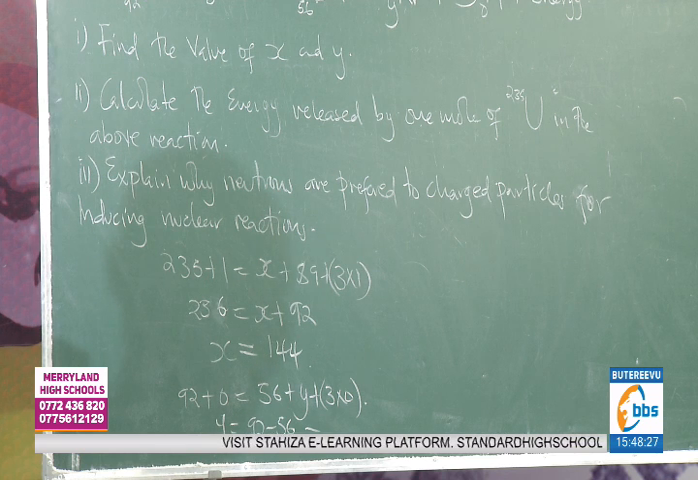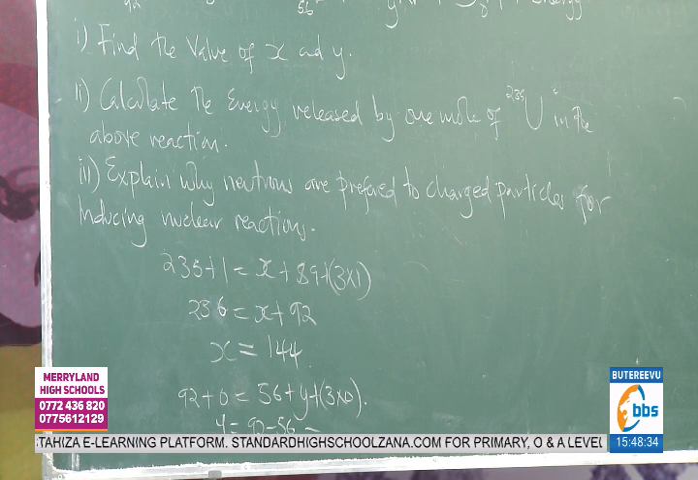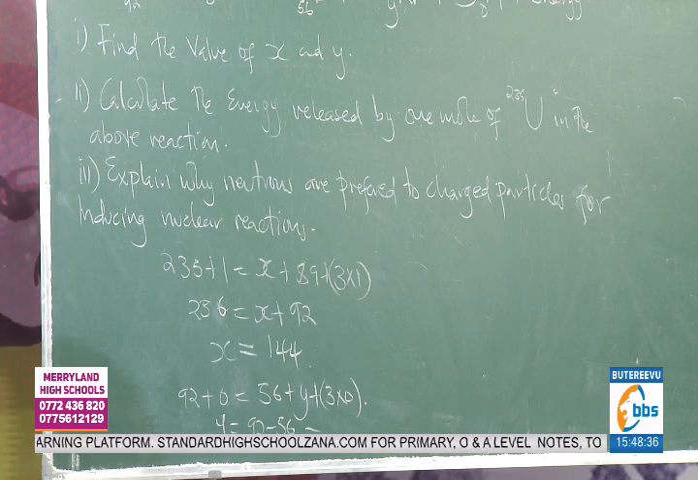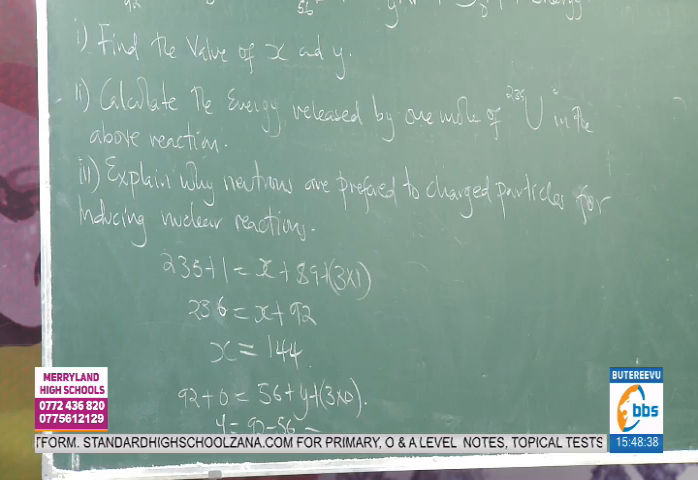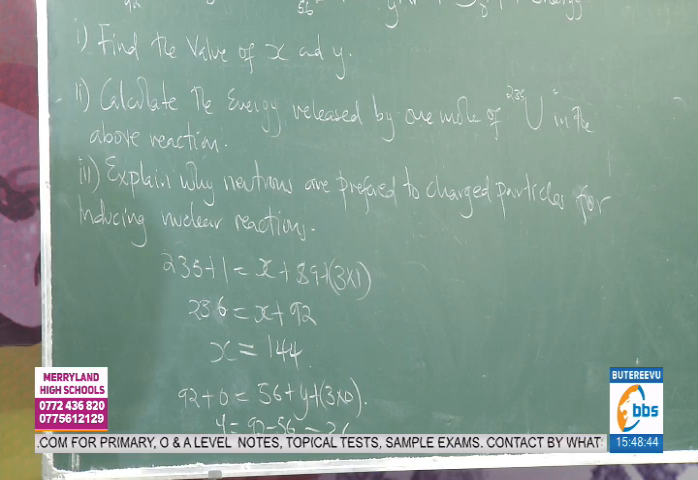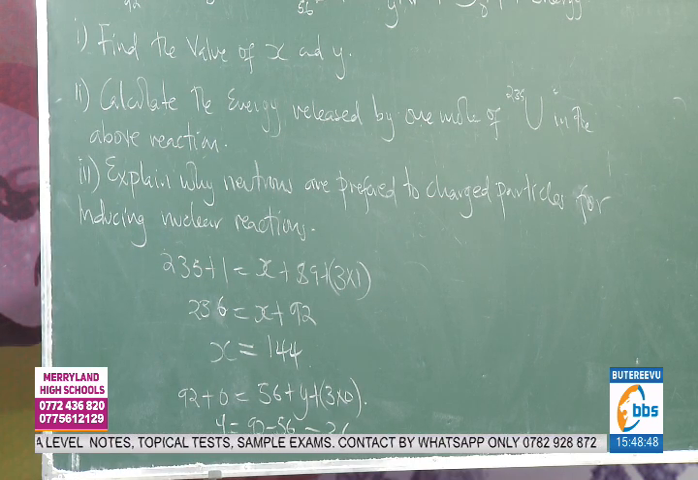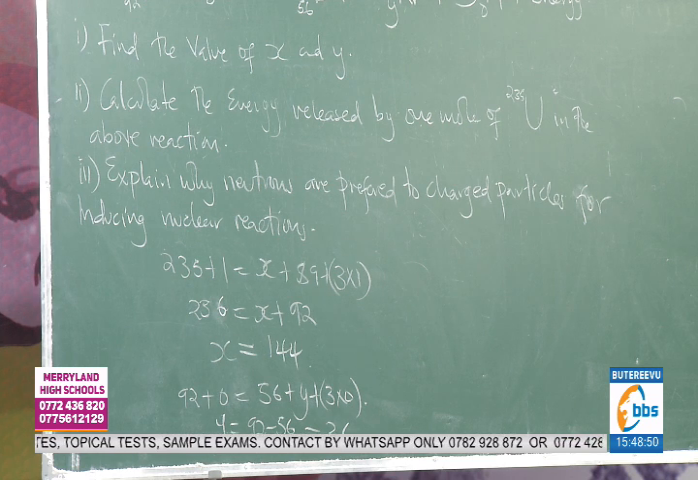Yes. 92 plus 0, then the other one is 56. 3 times 0 is 0. So the value of y is 36. So those are the values of x and y. Now, what is the energy released by 1 mole of uranium-235 in the above reaction?